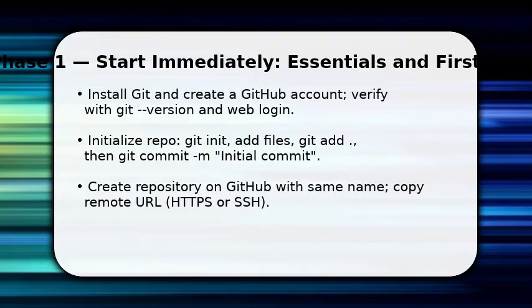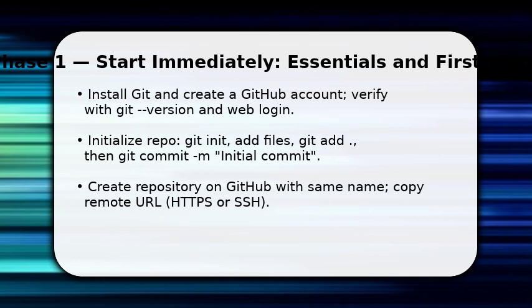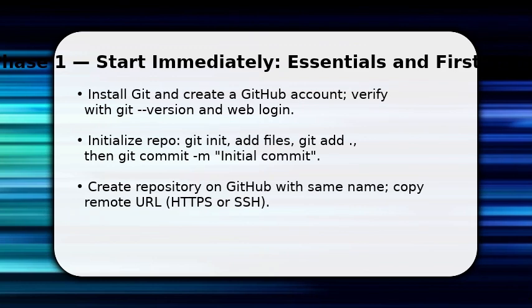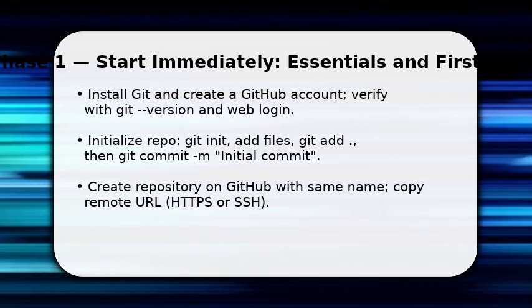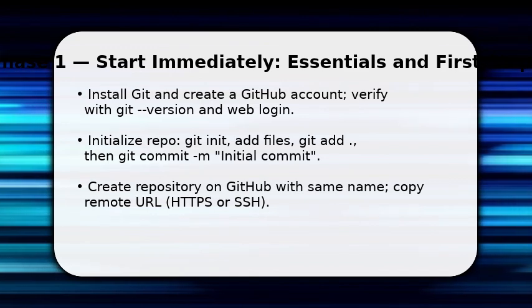You already have code and tools. Start now. First, confirm Git is installed and you have a GitHub account. That saves time later. Initialize your local project with git init, then stage and commit your files using git add and git commit -m "initial commit". Once done, create a new repository on GitHub and choose public or private. Make sure to copy the remote URL, HTTPS or SSH, because you will link it in the next step.